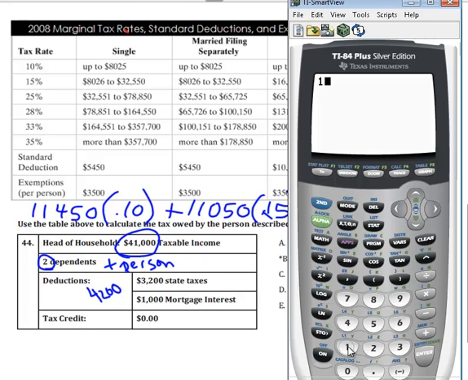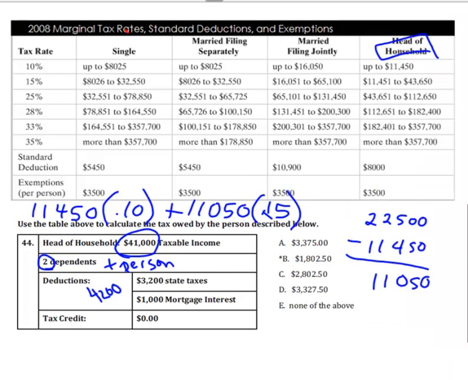So that's $11,450 multiplied by 10% plus $11,050 times 15% is $2,802.50. And this answer is marked incorrectly here. The actual answer is $2,802.50.